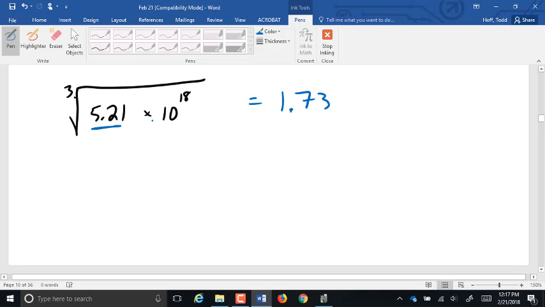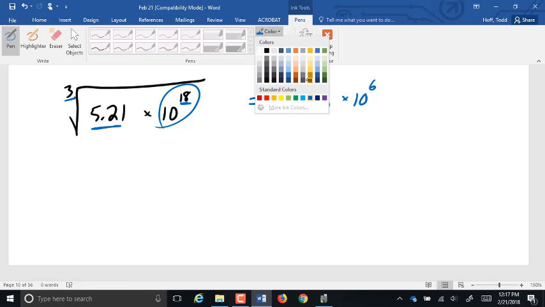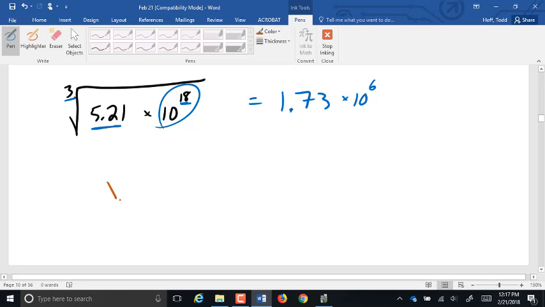Then we have to do the third root of the power. Now, when we had an exponent to another power, we multiplied the powers. When we have the root of an exponent, we divide the powers. 18 divided by 3 is going to be 10 to the 6th. That might be a new rule of powers for you.